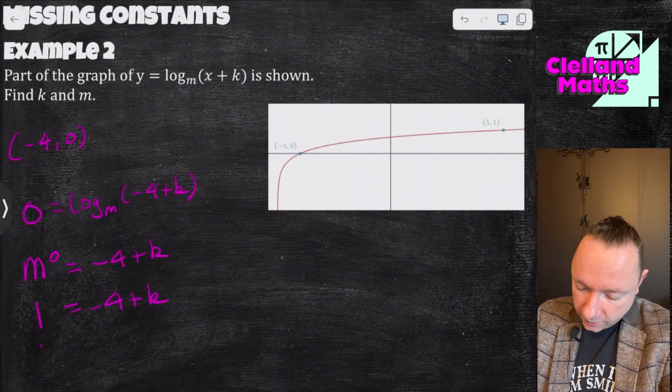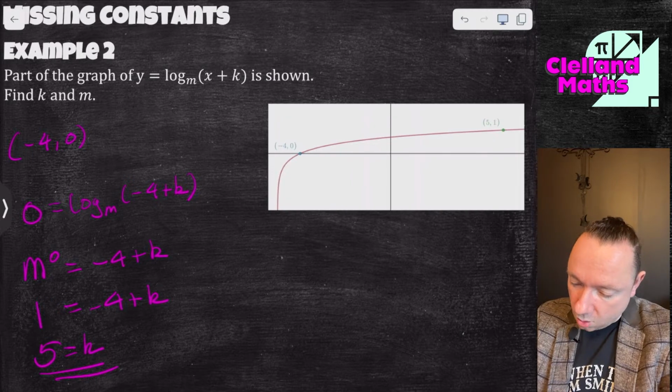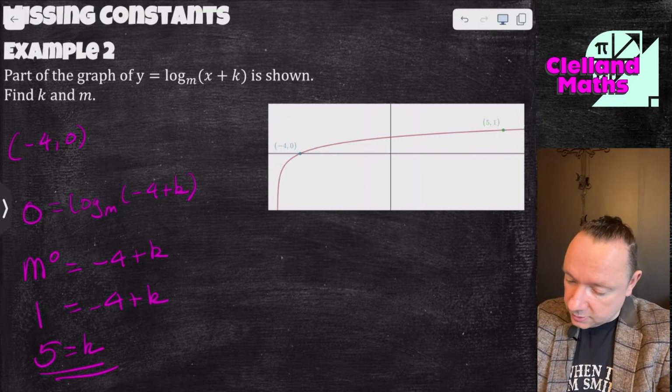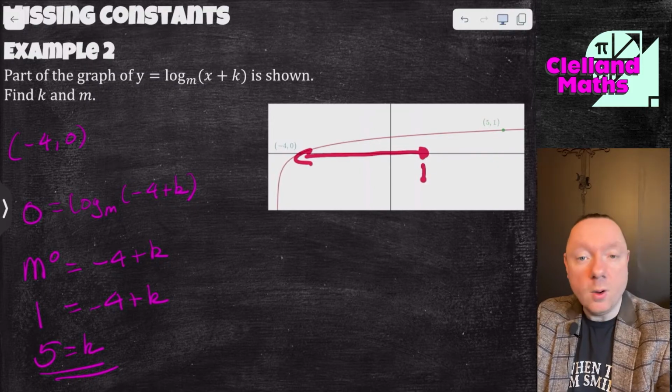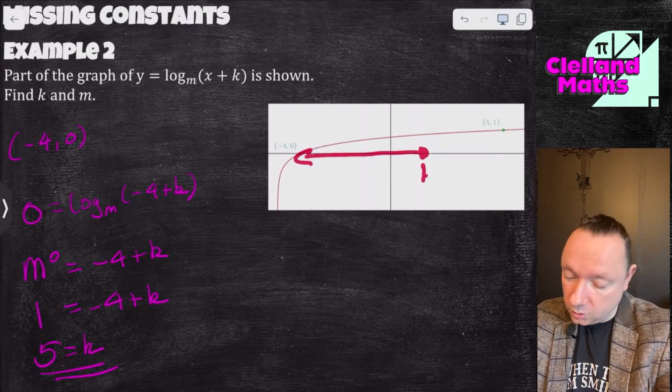But m to the power of 0, remember, is 1, so 1 is minus 4 plus k. So 5 equals k. Or you could have realised that it's moved along by 5 to the left, because it usually is at 1. If you want to think of it like that, that's a nice way to do it as well.